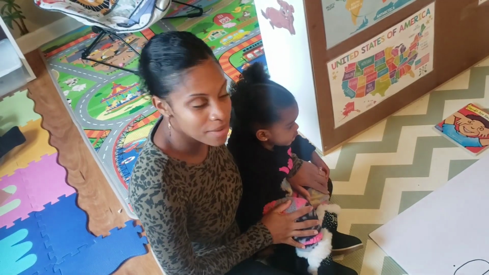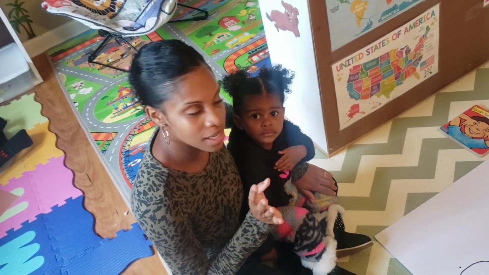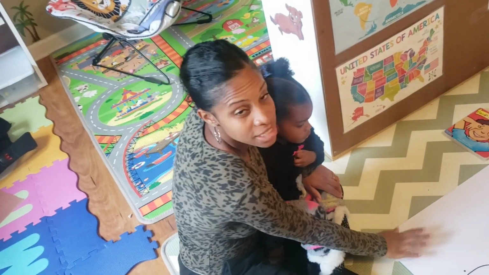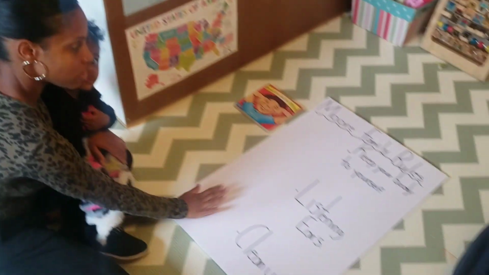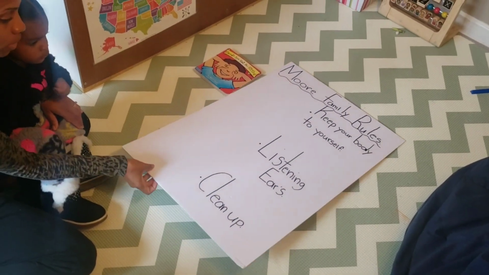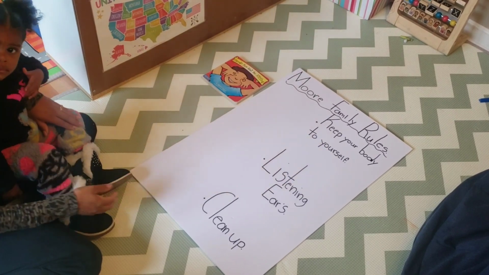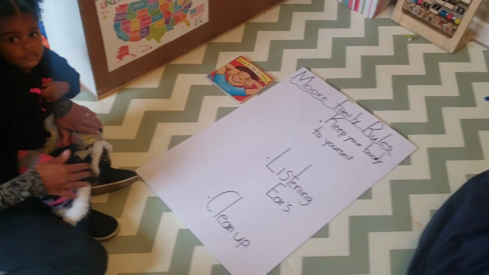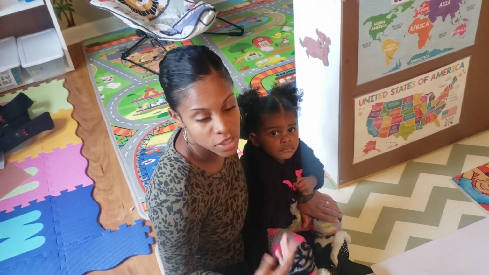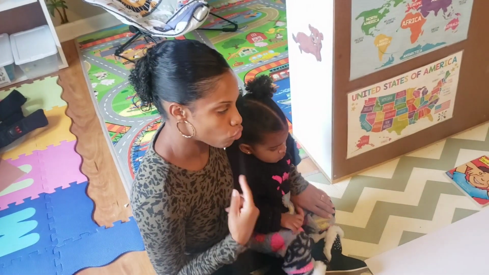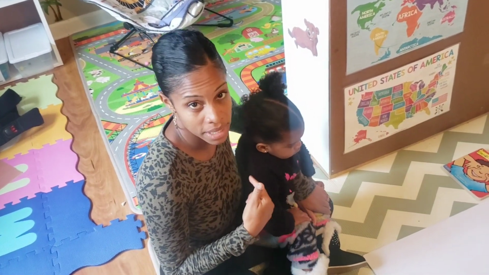Okay, so this is how I'm facilitating setting up these rules with Harmony. This right here is just a simple board that I bought from Staples. I think it was like $5. And what happened was my husband and I sat down and we talked this through about what rules we feel like are most relevant for Harmony, right?